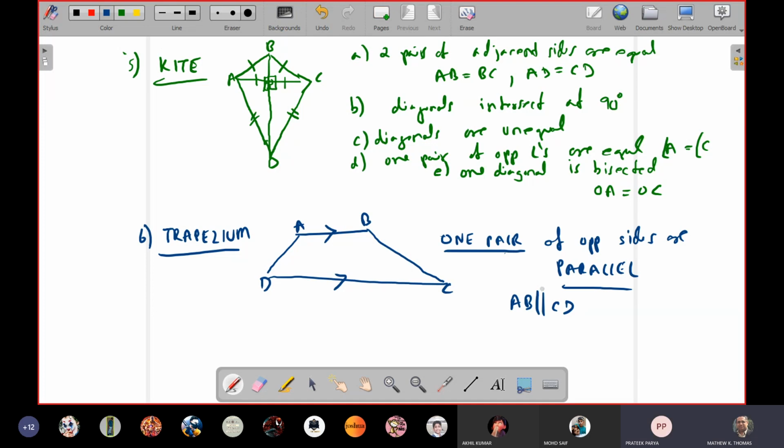Sir, from the figure we can see that AD and BC will meet at a point somewhere, but AB and DC won't. Yes, parallel lines will never intersect. If they are not parallel, obviously when I extend this, it's going to meet at some particular point.